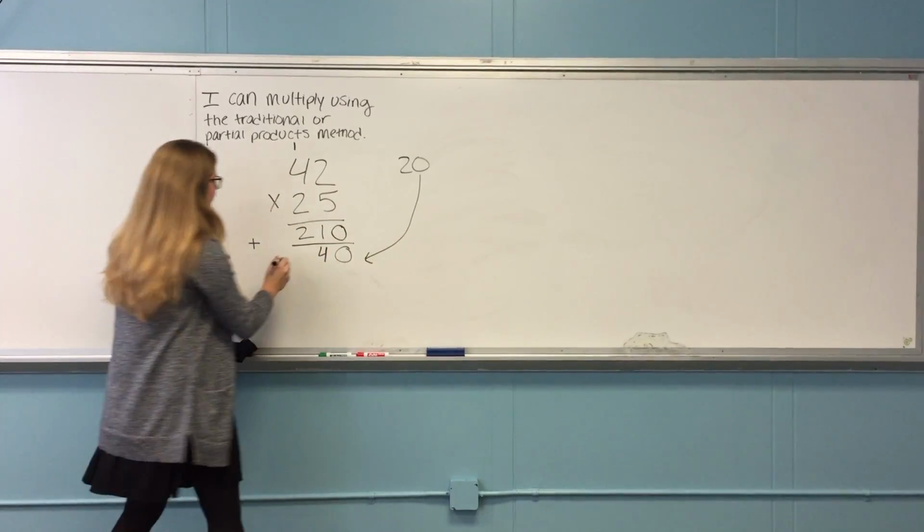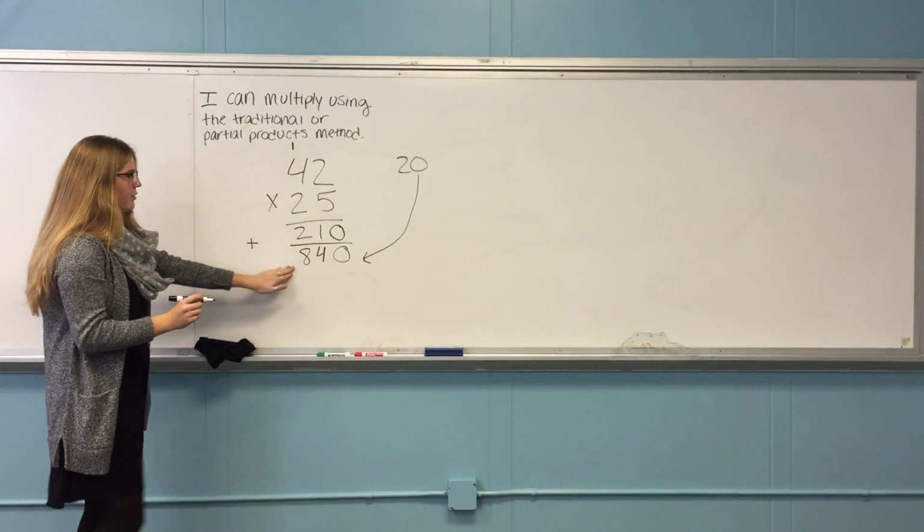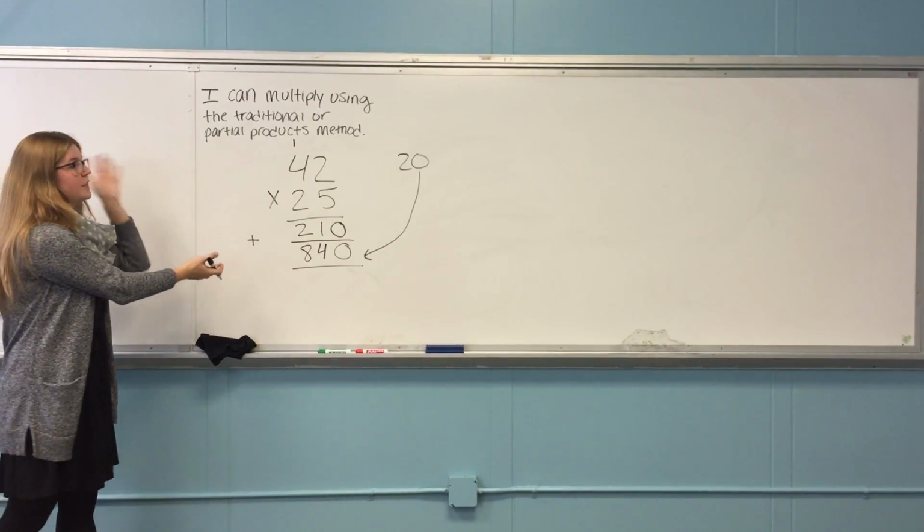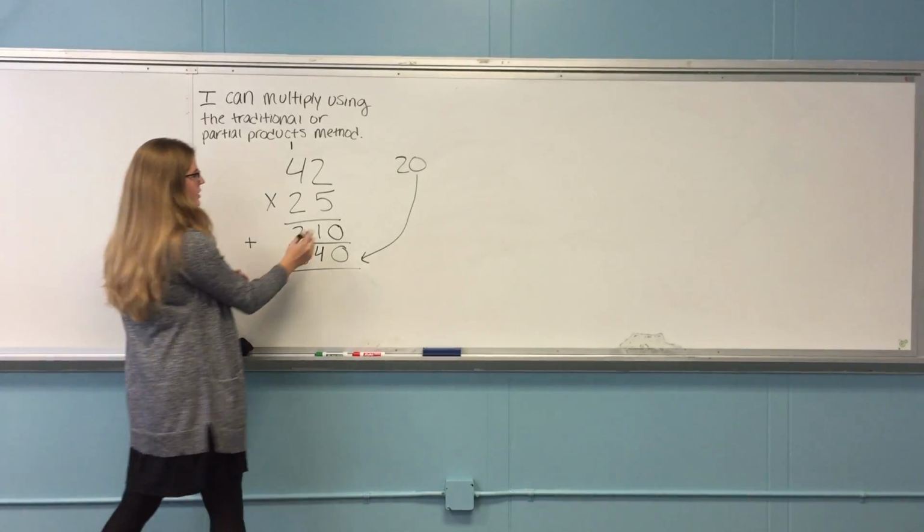4 times 2 is 8. Okay, and we're going to draw another line. Now, to find the total for this problem, we need to add together. So we're going to start in the ones place.